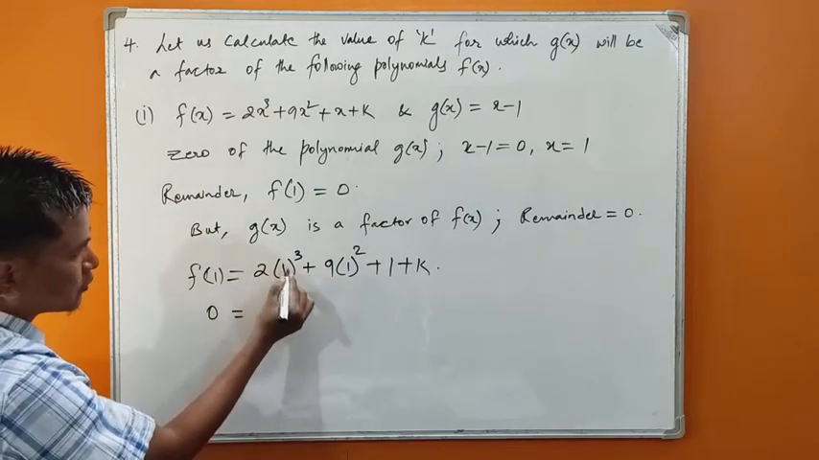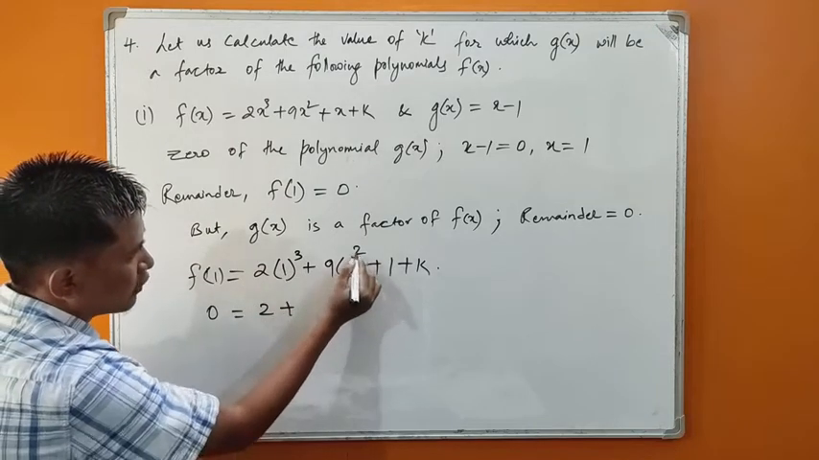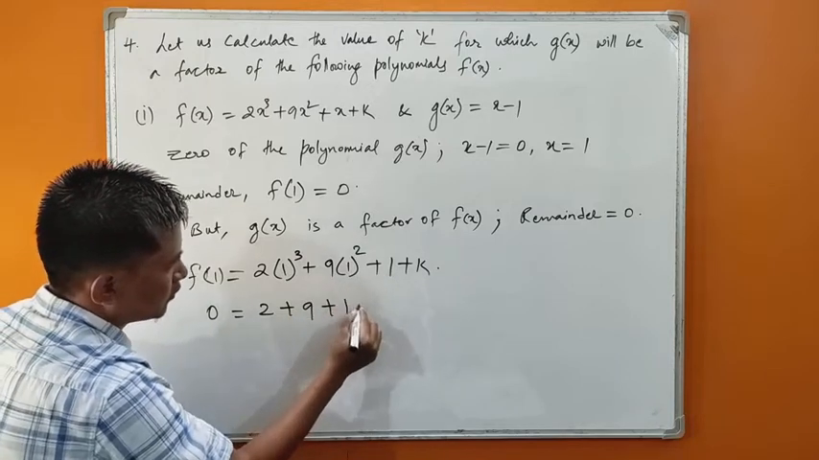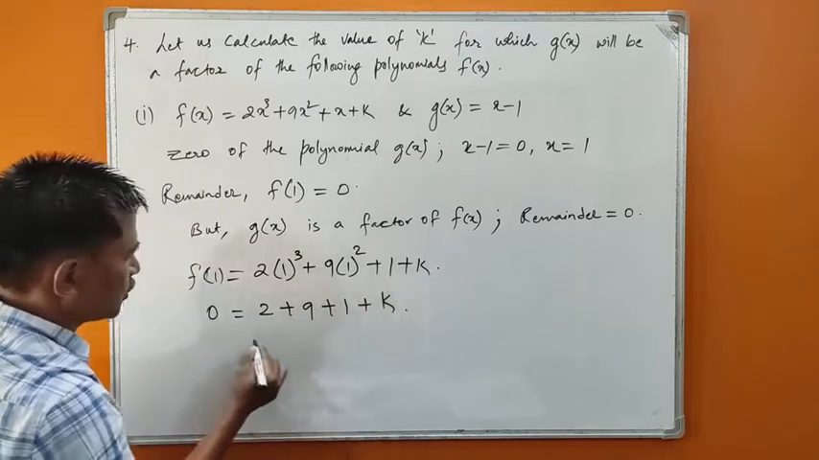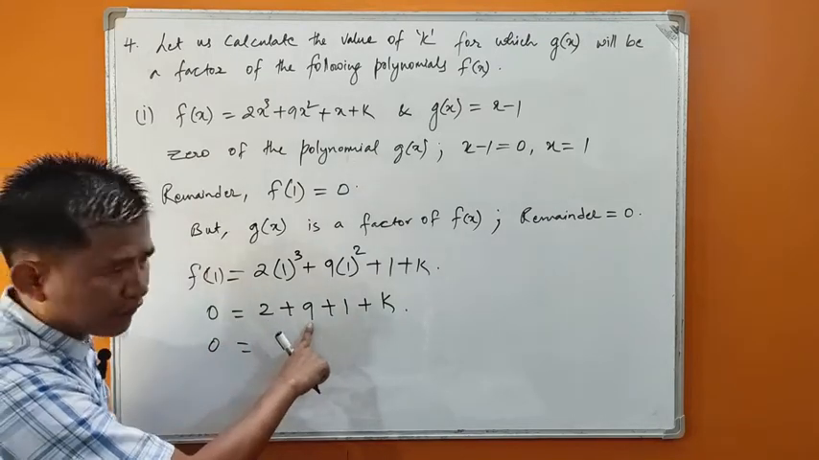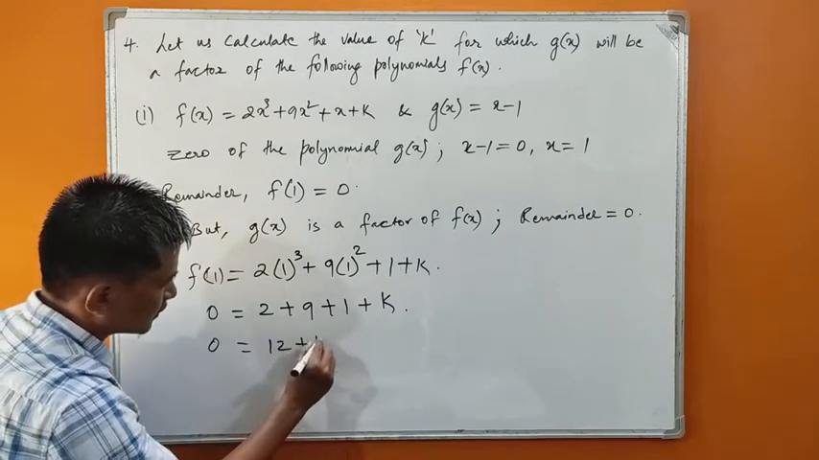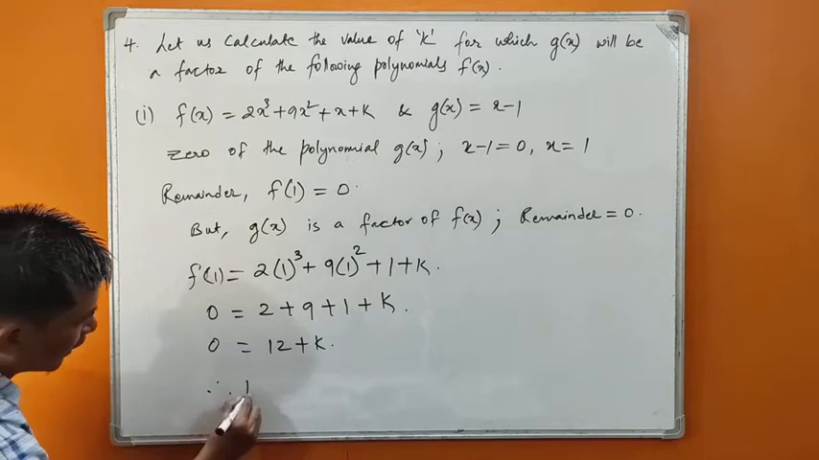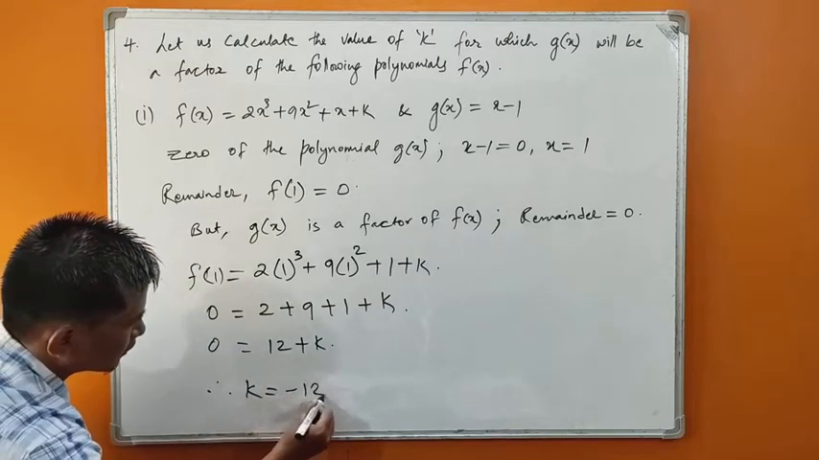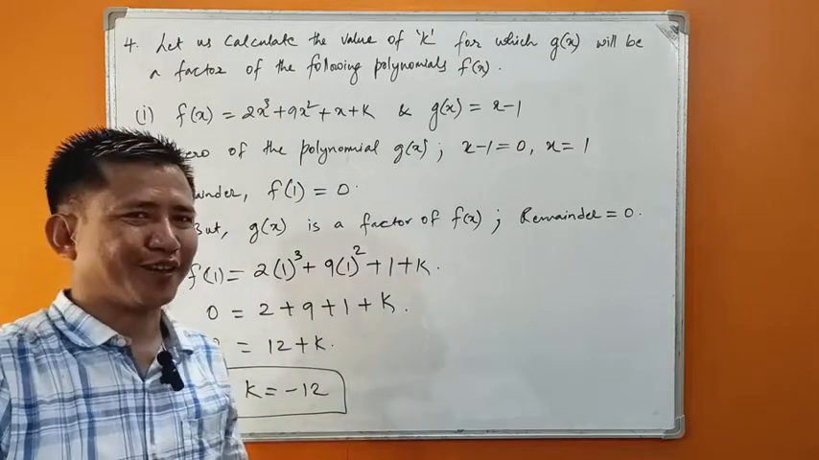So 1 cubed is 1, 1 into 2 is 2 plus 1 squared is 1, that 1 into 9 is 9, plus 1 plus k, isn't it? So 0 equals to 2 plus 9, 11, plus 1 is 12, 12 plus k, isn't it? Therefore k equals to plus 12, when we take to the left hand side becomes minus 12, isn't it? So we were asked to find the value of k, and the value of k is minus 12, isn't it?